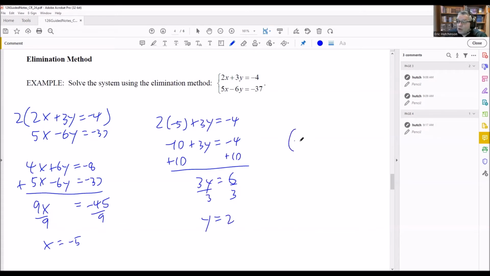So therefore, when you write your answer, you write it as a coordinate. We have to put the x value first. So you're going to do -5, 2. And that's how you would do something like this with elimination.